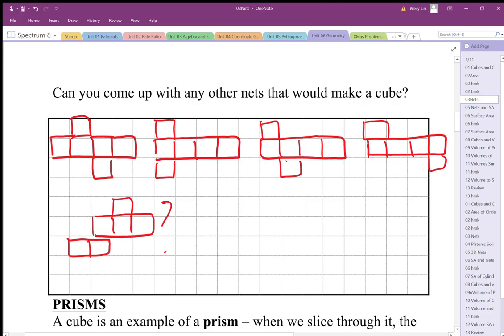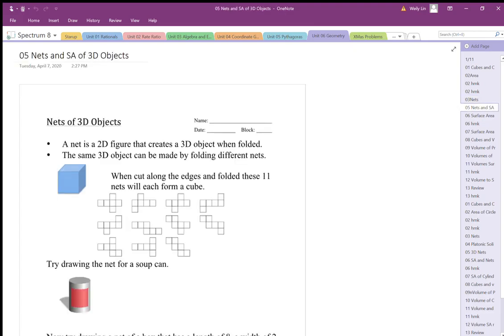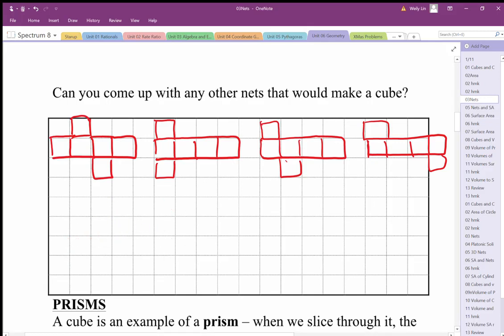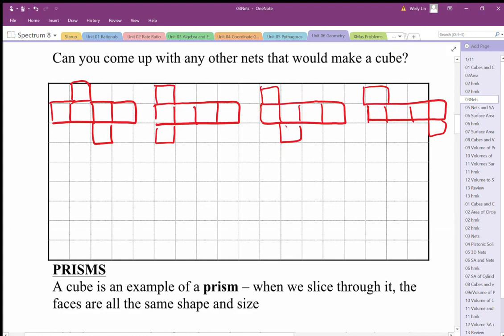If you look ahead in the nets for the next couple of lessons, this one here actually shows all of them. There's actually all 11. Please don't cheat though. There are 11 different nets that you can draw for the cube. See how many of those you can come up with on your own.